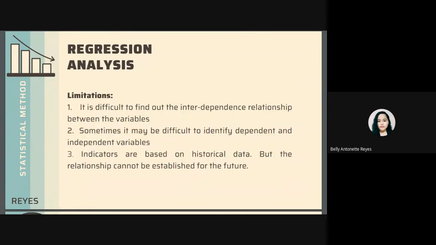So these are the limitations in using the regression analysis method. First, it is difficult to find out interdependence relationship between the variables. So the relationship between the variables might be difficult or cannot be established, hence the linear projection would be unavailable. Second, sometimes it may be difficult to identify the dependent and independent variables. Third, indicators are based on historical data, but the relationship cannot be established for the future. So in this case, the relationship between the variables shown in the past might not be true in the current or in the future period.